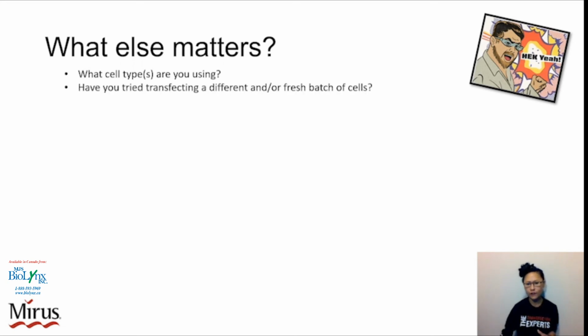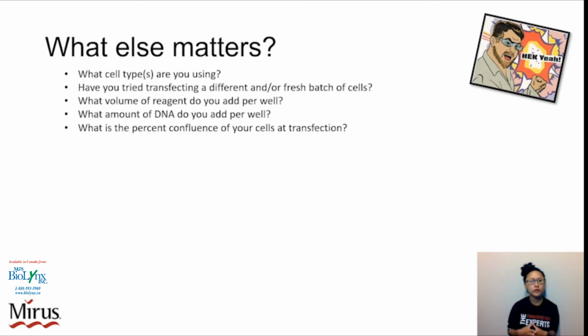Have you tried transfecting a different or fresh batch of cells? Sometimes cells that have reached senescence at a high passage number aren't the best at being transfected, so you might want to thaw out another aliquot of cells. Volume of reagent and amount of DNA, confluence of cells, we already discussed those.